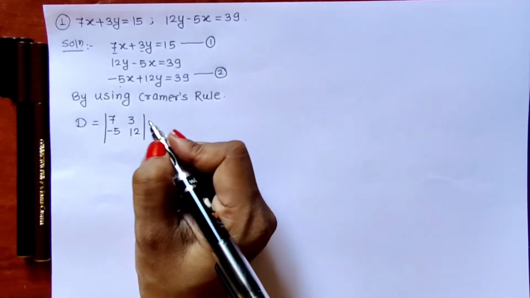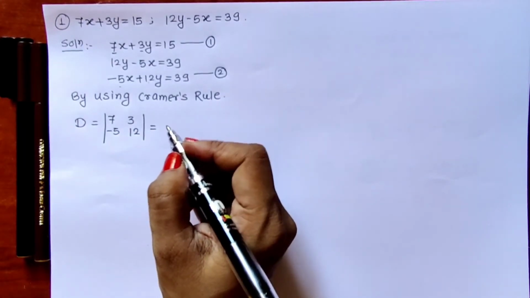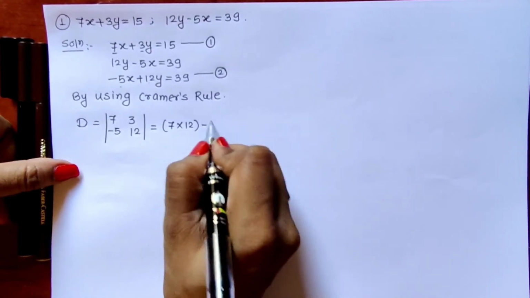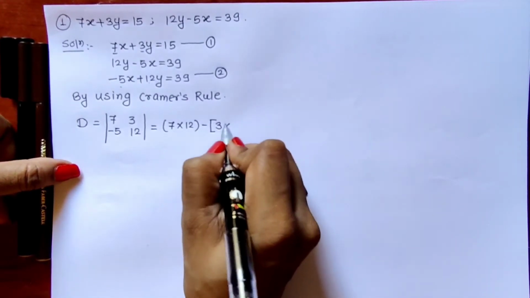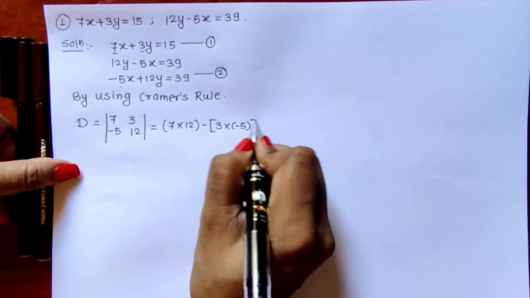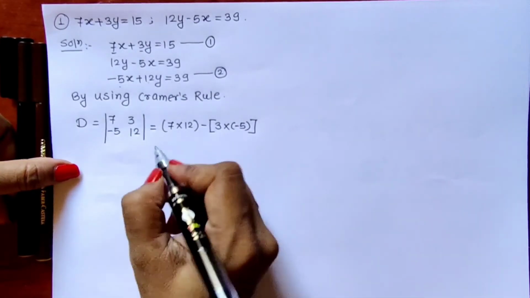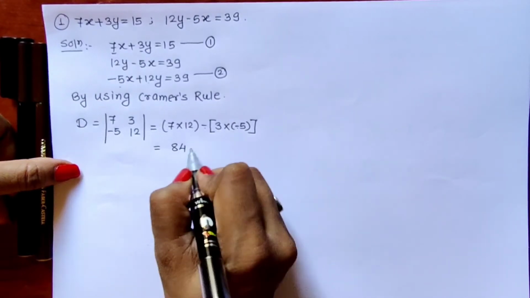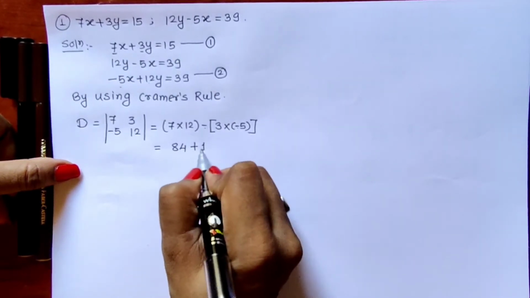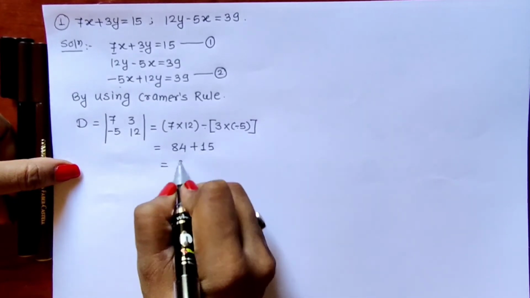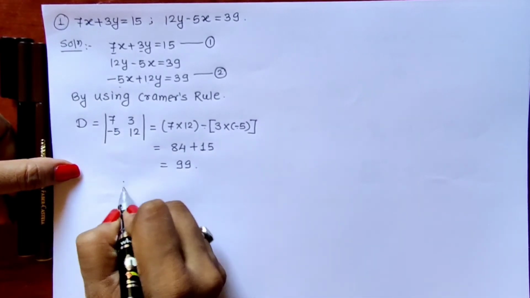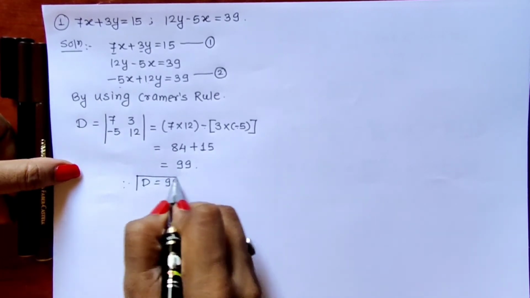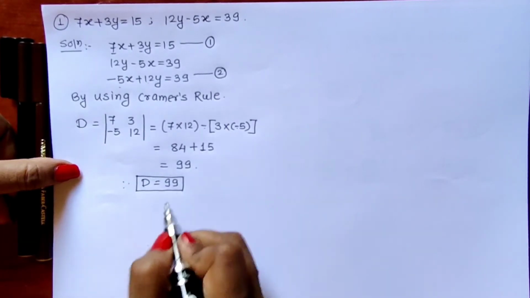Cross multiply. We get 7 into 12 minus 3 into minus 5. So 7 12s are 84, we all know. Minus minus plus, 3 5s are 15. 84 plus 15 is 99 and therefore D is equal to 99. We get the value of the first determinant.